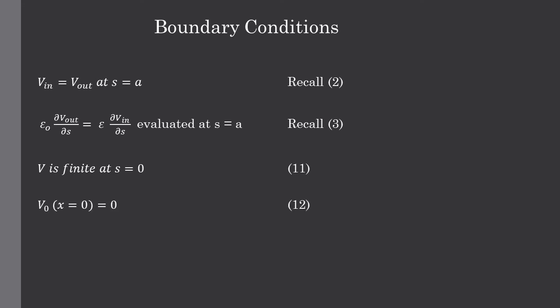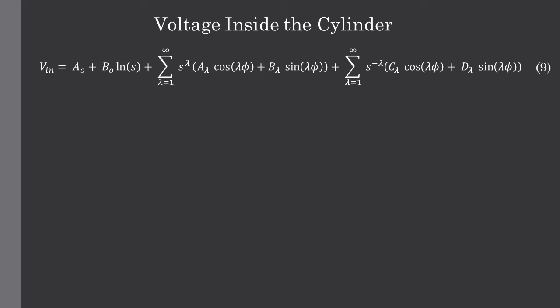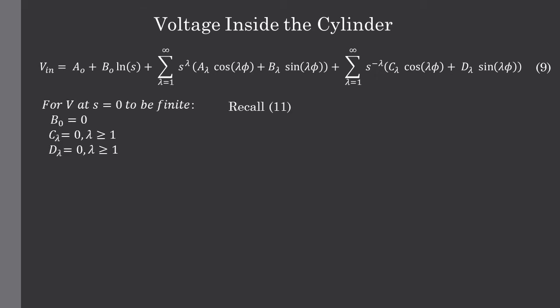We also are going to use the statement that at x equals 0, V0 has to be 0. And the final one, that we want our voltage to go to minus E0 s cosine phi when s goes far, far away from A. Hence, we're going to reference the general equation 9 and set equal to V0. But then we're going to apply the restrictions, starting with restriction 11. And equation 11 said that it needs to be finite.